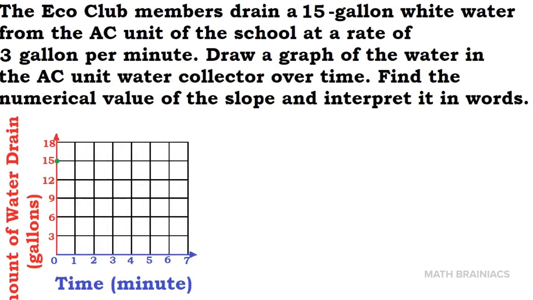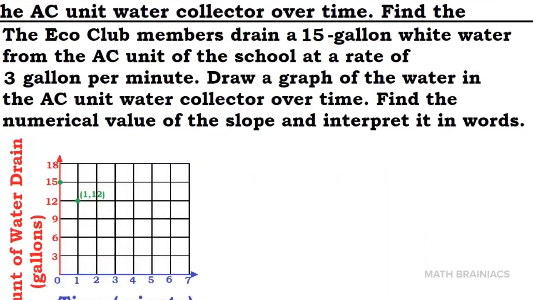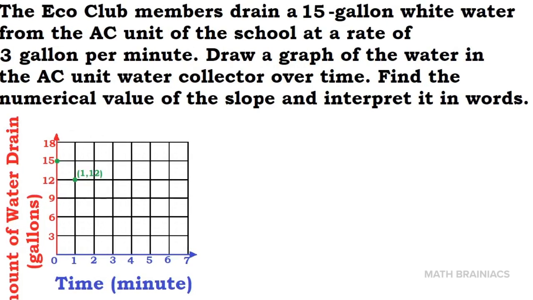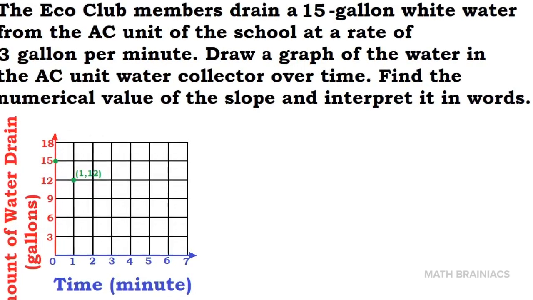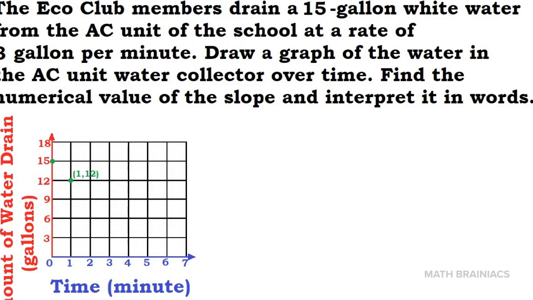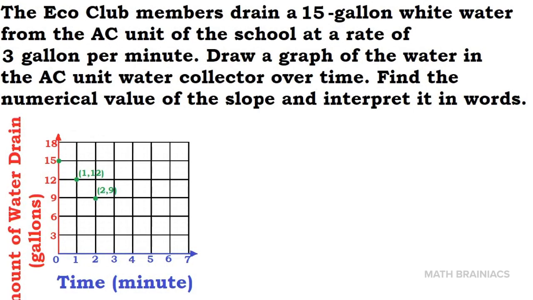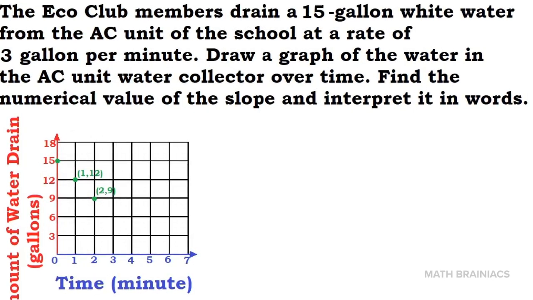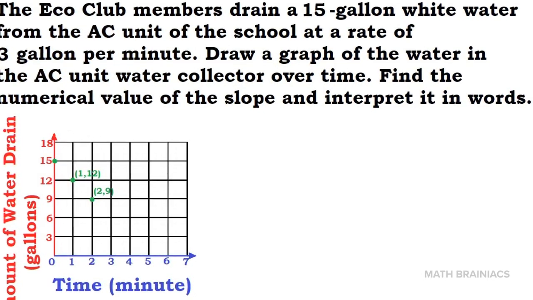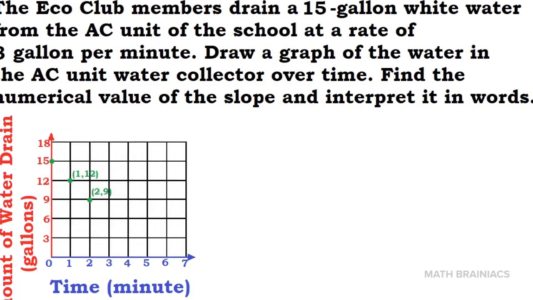So, when time is 0, the water is still 15 gallons. After 1 minute, the water tank collector will drain 3 gallons. Therefore, 15 minus 3 is equal to 12. So, when x is 1, y is 12. After 1 minute again, which will give us a total of 2 minutes, the water tank collector will drain another 3 gallons. So, 12 minus 3 will give us 9. Therefore, when x is 2, y is 9.